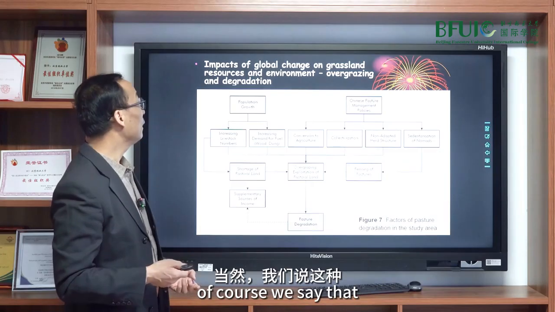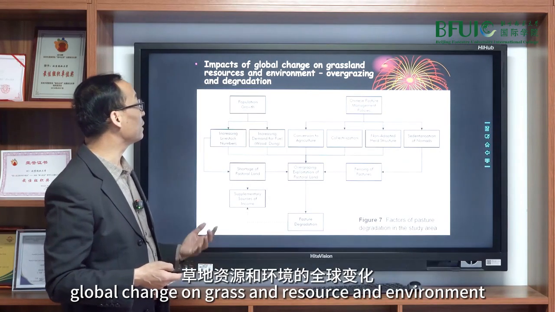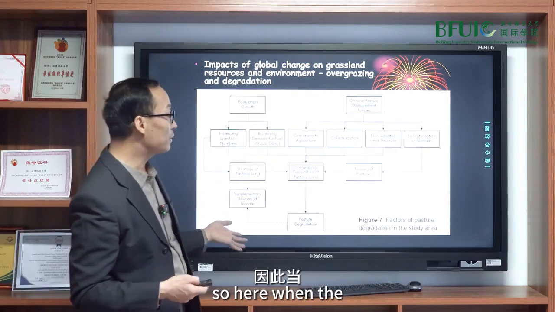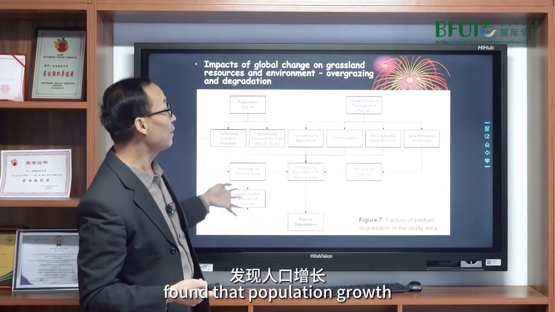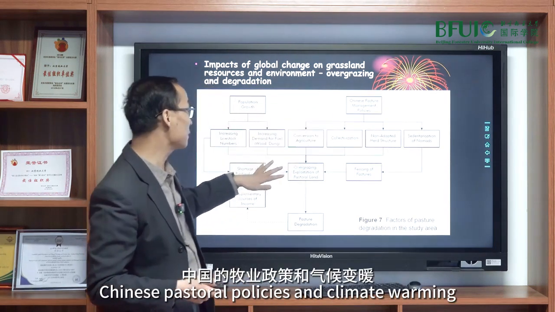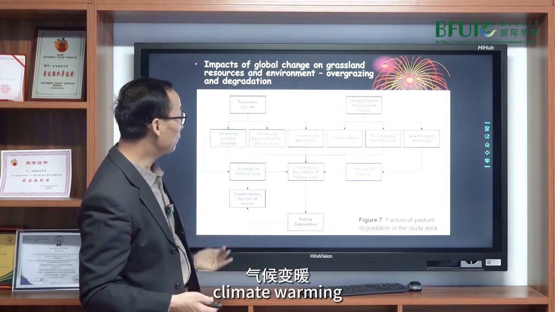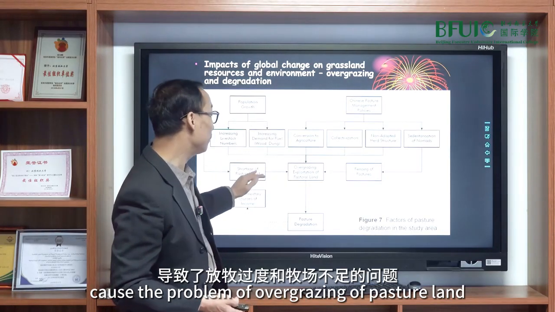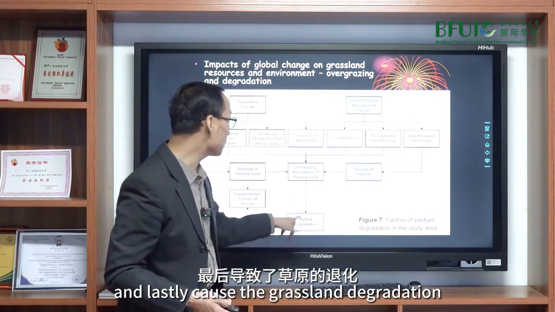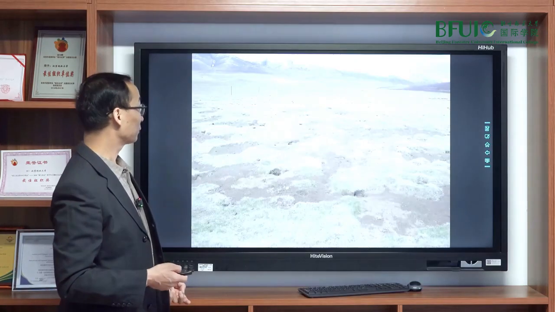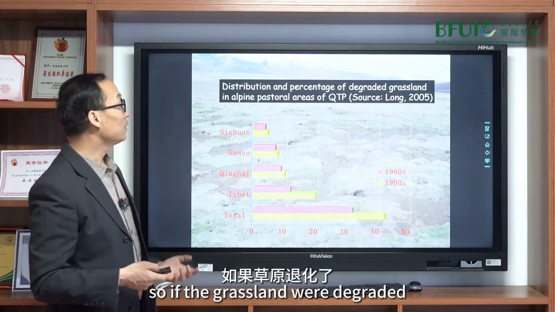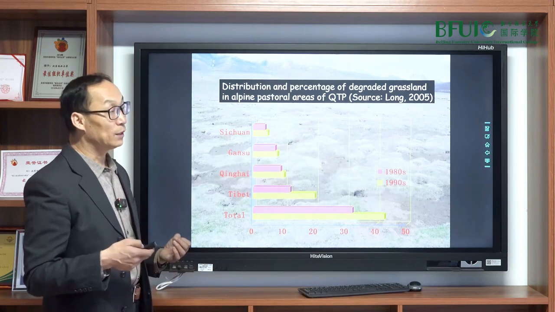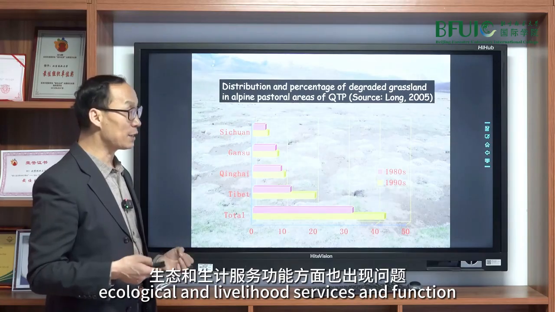Of course, we say that the global change on grassland resources and environment is mainly caused by overgrazing and degradation. One of the Chinese scholars did a study and found that population growth, Chinese pasture land policies, and climate warming jointly cause the problem of overgrazing, shortage of pastoral land, and lastly, cause grassland degradation. If the grassland is degraded, it will cause very serious problems in terms of productive, ecological, and livelihood services and functions.